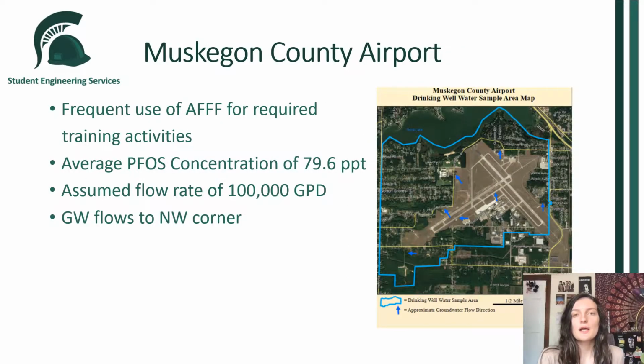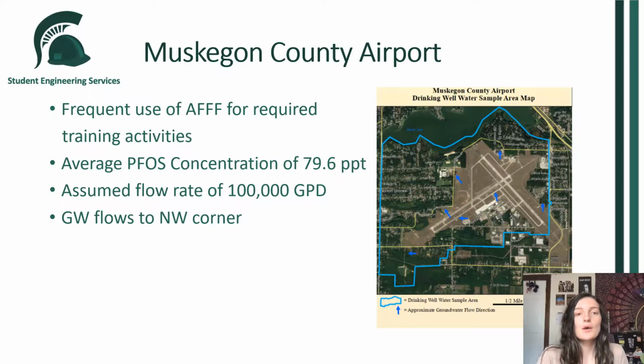The industrial source that I thought was most appropriate for the implementation of a treatment system was the Muskegon County Airport. This site frequently uses aqueous film-forming foams for firefighter training activities that are required by the Federal Aviation Administration. The average concentration of PFAS leaving this location is around 79.6 parts per trillion, which is well over regulations set at the state level. EGLE has done extensive monitoring at this site at 9 different monitoring wells.